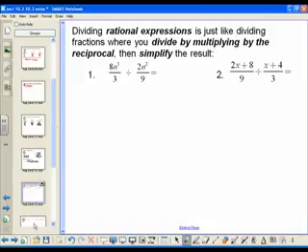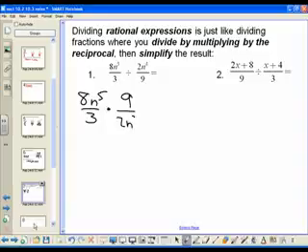Now, when we divide rational expressions, we do the same thing. You're going to multiply by the reciprocal and then simplify. So if I have this problem here, I have 8n to the 5th over 3 times 9 over 2n squared. So that when I simplify, well, 9 and 3, what is the greatest common factor of 9 and 3? 3. So my 3 divided by 3 is 1. 9 divided by 3 is 3.